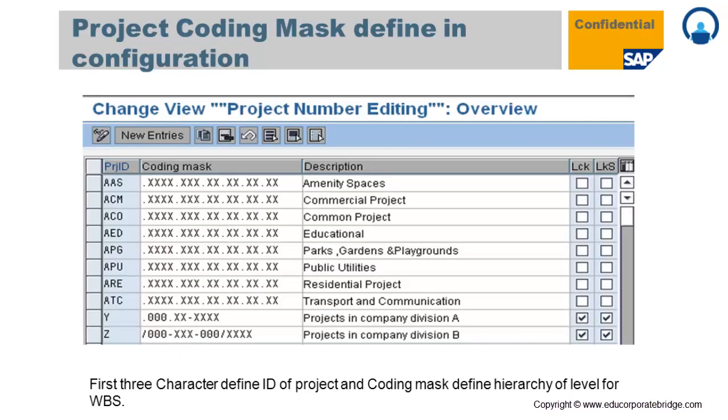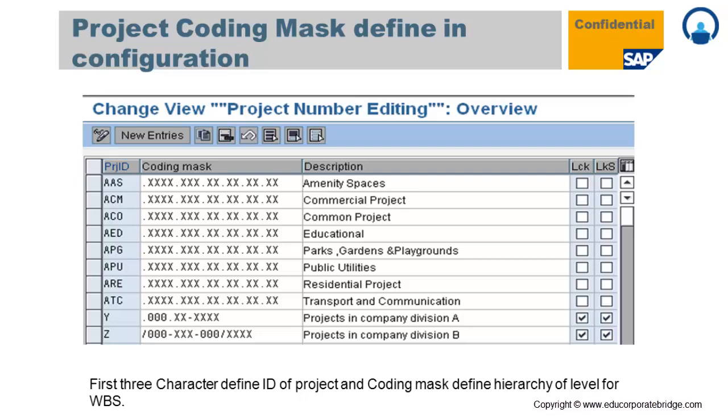The prerequisite to map any structure in Project System is that the project coding mask needs to be defined in configuration. This coding mask is defined at the start of the project, when the implementation is going on. What is the exact requirement for that particular business process, how many levels do they require, and what types of projects? According to that we will define a coding mask. For example, there are different kinds of projects like commercial project, common project, education project, residential project. According to that, the ID will be defined.